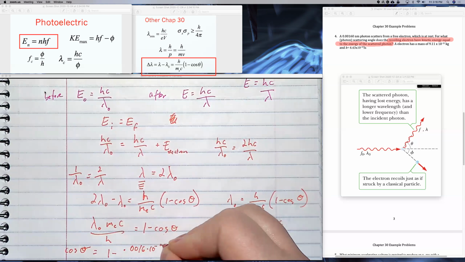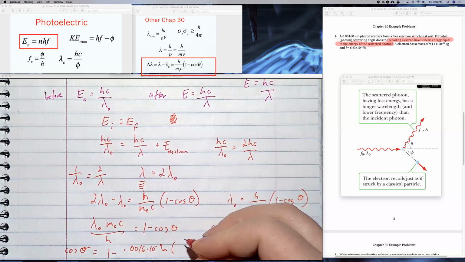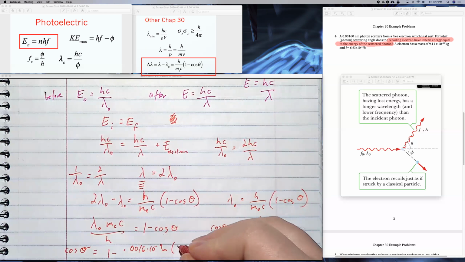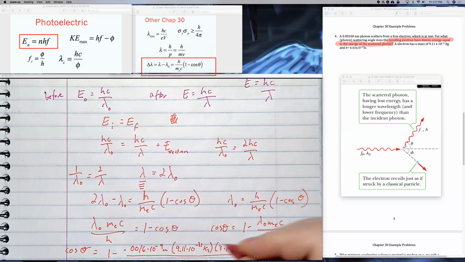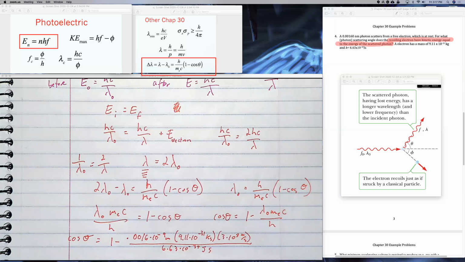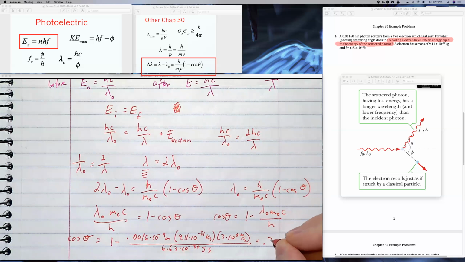So the cosine of theta equals 1 minus lambda naught, 0.0016 times 10 to the negative 9 meters, times ME, 9.11 times 10 to the negative 31 kilograms, times C, 3 times 10 to the 8th meters per second, over h, 6.63 times 10 to the negative 34th joule seconds. Oh, I'm off the bottom, I'm sorry. And eventually I'll get the cosine of theta is 0.3401.